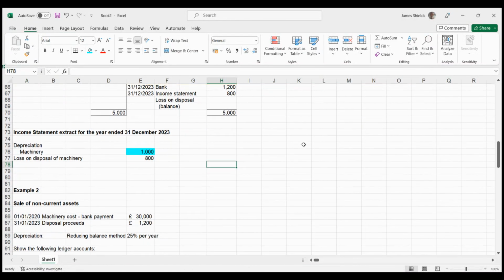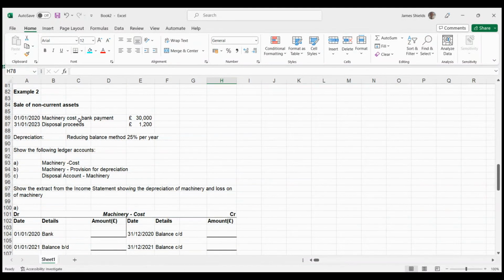Now, in example 2, we've got selling non-current assets. So again, the 1st of January 2020, machinery cost is paid through the bank, £30,000. The 31st of January 2023, disposal proceeds were £1,200. Depreciation at this time is different. It's the reducing balance method at 25% per year. And we've got to show the following ledger accounts.